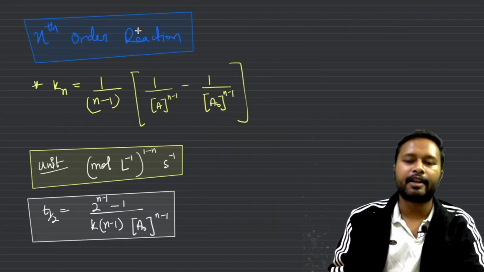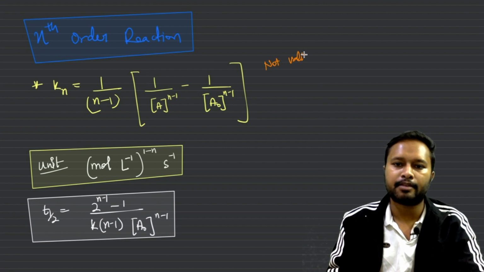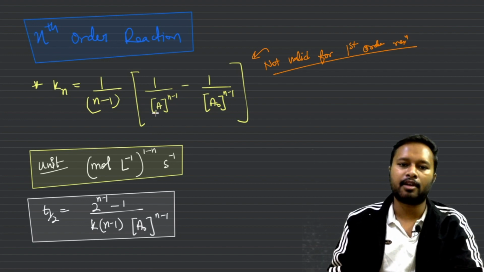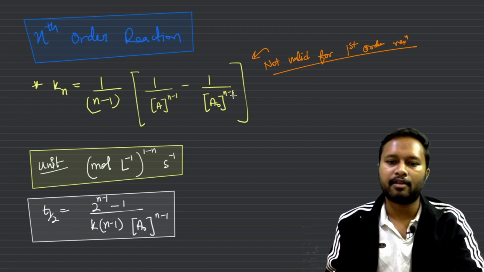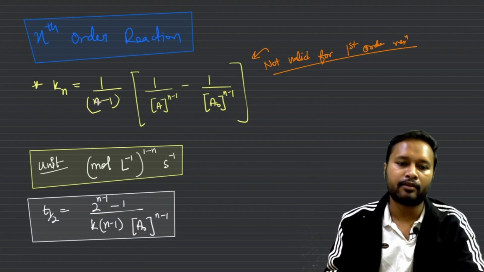Alright, let's talk about the nth order reaction. For any order reaction, the rate constant will be given by this expression. Remember, this expression is not valid for first order reaction. For first order reaction the expression is different, so make that very clear. So Kn = 1/(n minus 1) [1/A^(n minus 1) minus 1/A naught^(n minus 1)], where A and A naught are final and initial concentration. n is the order for which you have to calculate. This expression will not be used for first order reaction.